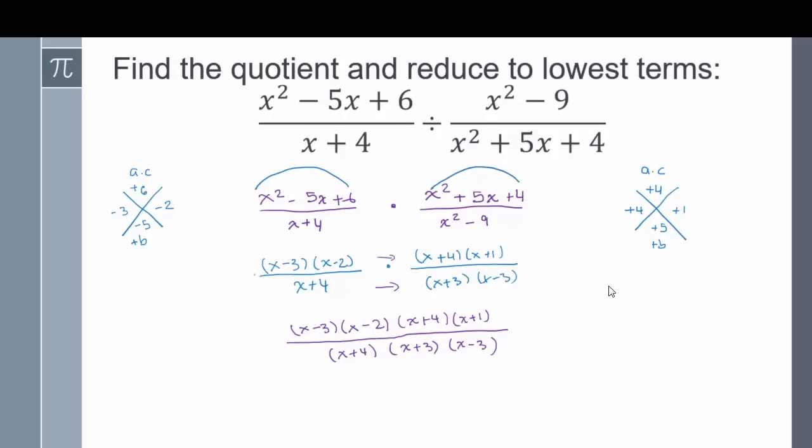Now we simplify. Look for factors that we have in common. We have x minus 3 divided by x minus 3, which is 1. And we have x plus 4 divided by x plus 4, which equals 1. And we are left with x minus 2 times x plus 1 divided by x plus 3. Cannot simplify any further, so that is our final answer.